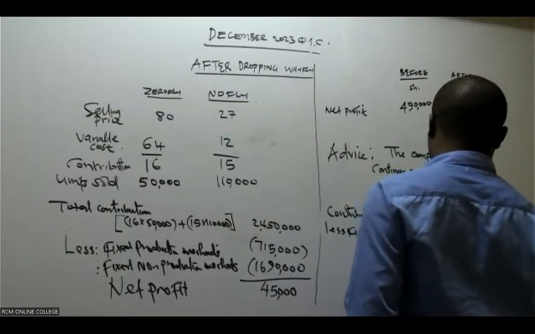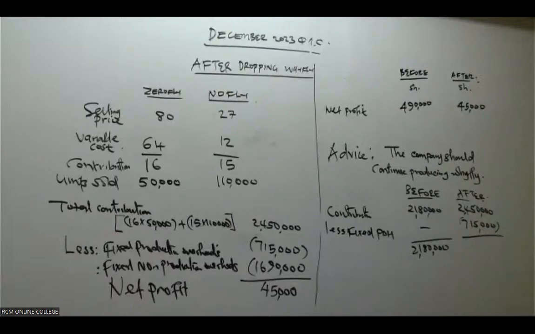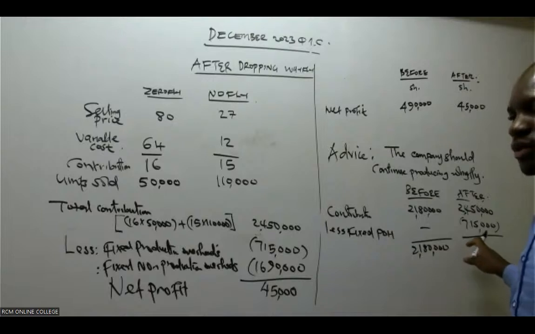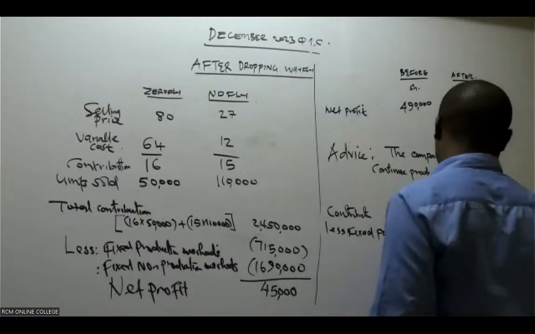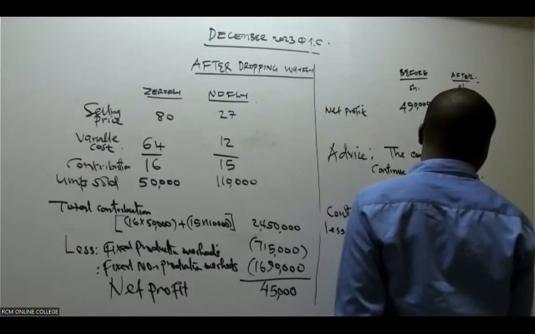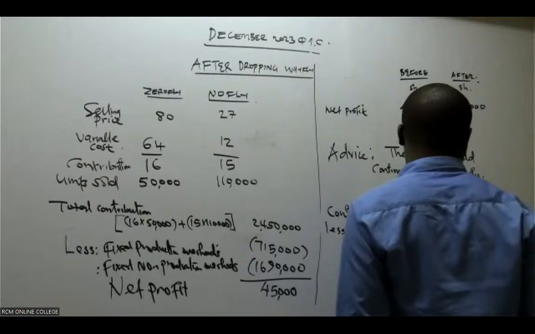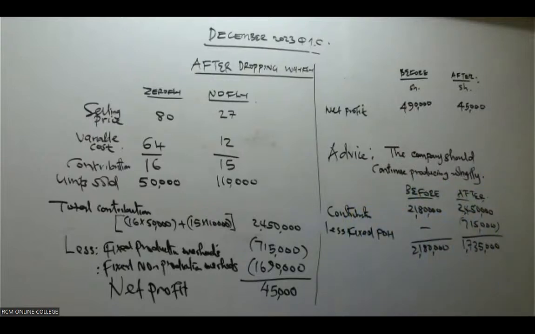21.80. How about this 24.50 minus 7.15? 24.50 minus 7.15. What do we have? 17.35.